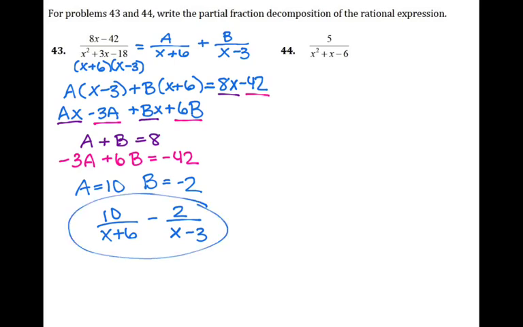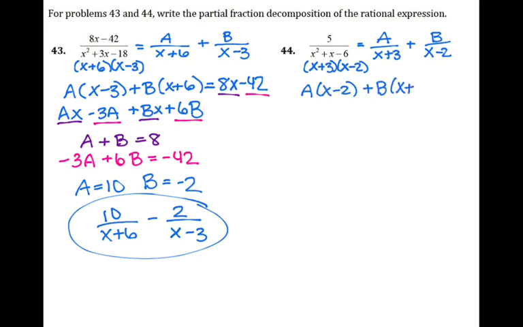So just putting that a and the b back. Same thing for 44. I'm going to factor this. This is x plus 3, x minus 2. So I'm going to write this as a over x plus 3 plus b over x minus 2. My first fraction, I would have to multiply by x minus 2. So I have a times x minus 2 plus b times x plus 3, and that equals 5, my original numerator. So let's go ahead and distribute.